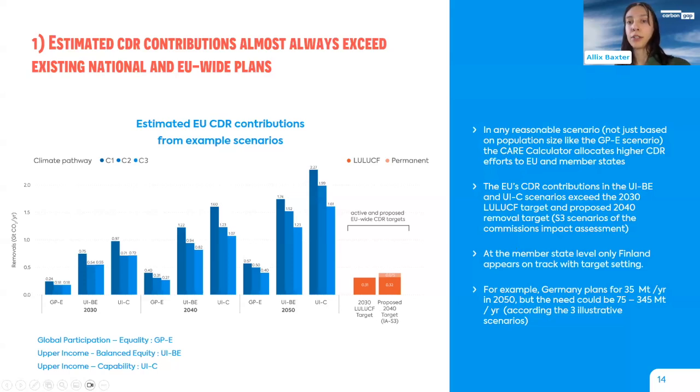And the same comparison was true when we looked at what was happening in the member states. So comparing the member states' results with their CDR planning. The only exception was Finland, who appears to be a bit more on track with their target setting. But the others, definitely, they were missing the mark. For example, Germany is planning for 35 million tons in 2050 of removals, but their need could actually be double that or higher according to our scenarios.